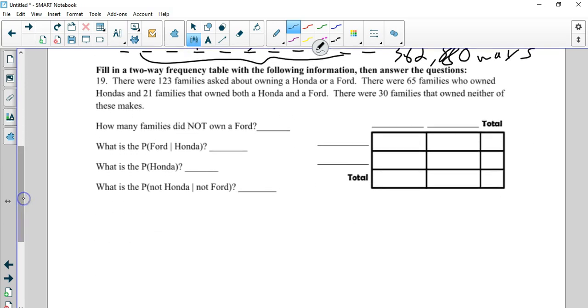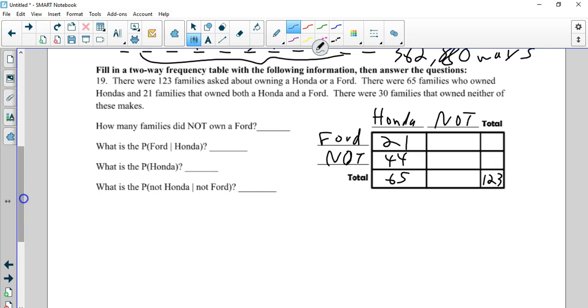And last but not least, it says there's 123 families asked. So that's our total down here for sure. Now, it says about owning a Honda or a Ford. So we're going to put Honda on one and Ford on the other. And then this is going to be people that don't have one, and this is people that don't have a Ford. Okay. It says 65 families own a Honda. So that's right there. 21 families own both. Which means 44 did not.